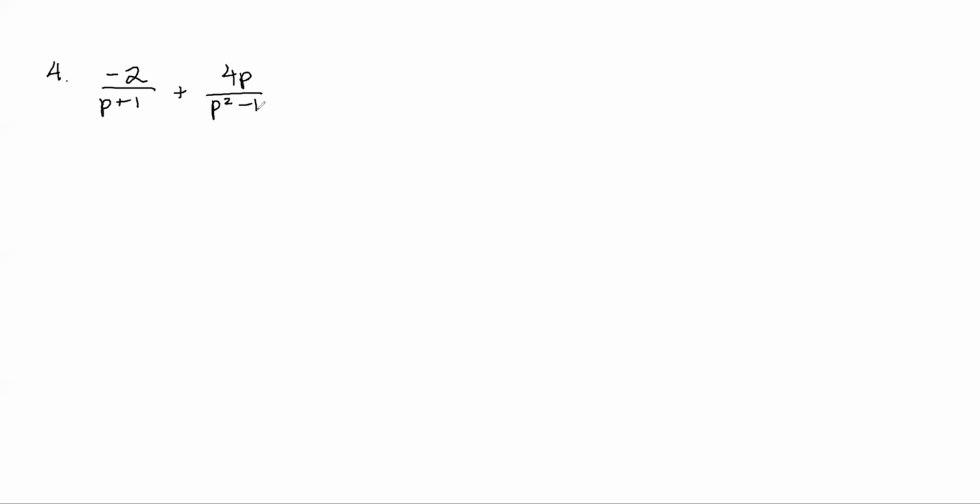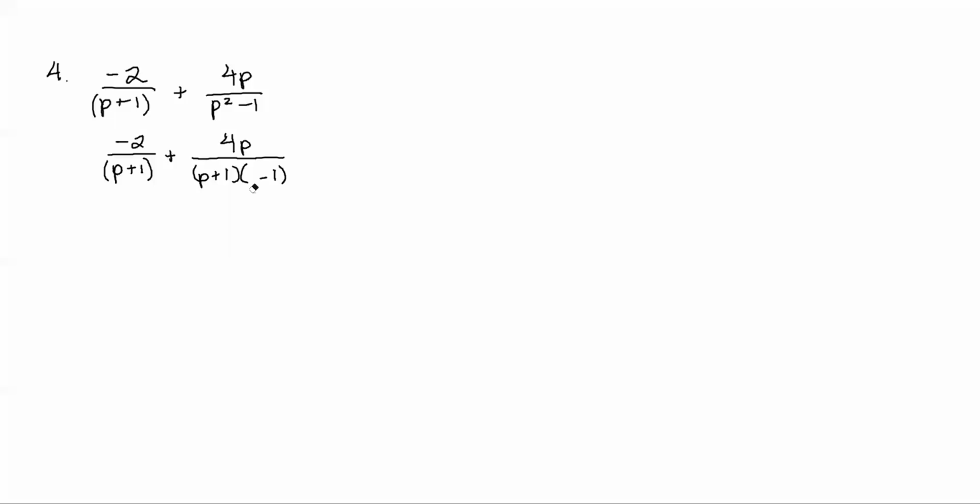All right, so first things first, if we want to figure out our LCD, we need to factor. P plus 1 is already factored. I'm just going to throw that in parentheses. So we'll leave that as negative 2 over p plus 1. But with our second denominator, we have the difference of perfect squares. So we're going to set up two sets of parentheses. That 4p is going to stay on the top. And to get to a p squared, we need p times p. To get a 1, we need 1, and then put plus and minus.